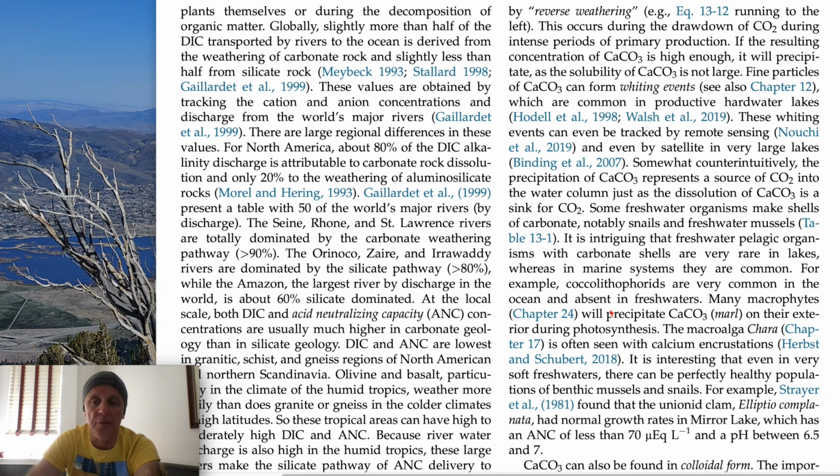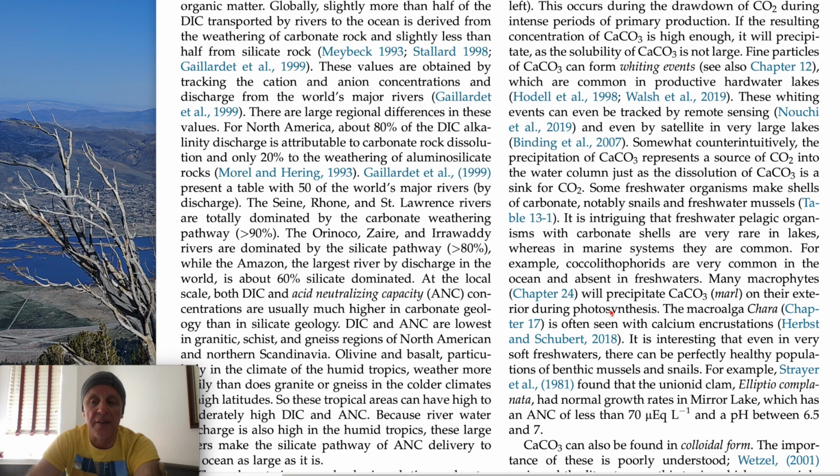These whiting events can even be tracked by remote sensing and even by satellite in very large lakes. Somewhat counterintuitively, the precipitation of calcium carbonate represents a source of CO2 into the water column, just as the dissolution of calcium carbonate is a sink for CO2. Some freshwater organisms make shells of carbonate, notably snails and freshwater mussels. It is intriguing that freshwater pelagic organisms with carbonate shells are very rare in lakes, whereas in marine systems they are common. For example, coccolithophorids are very common in the ocean and absent in freshwaters.